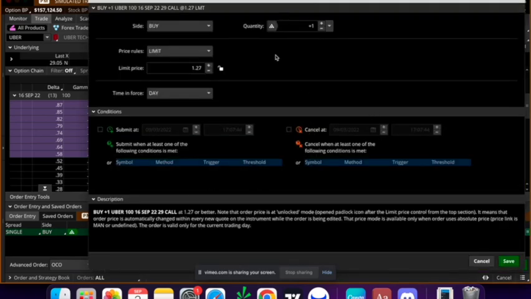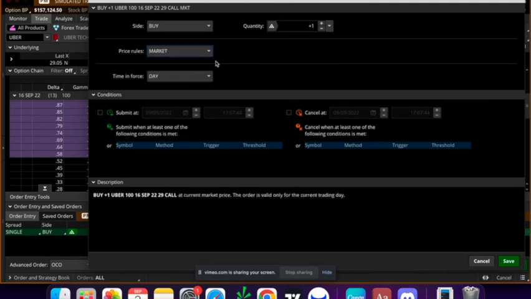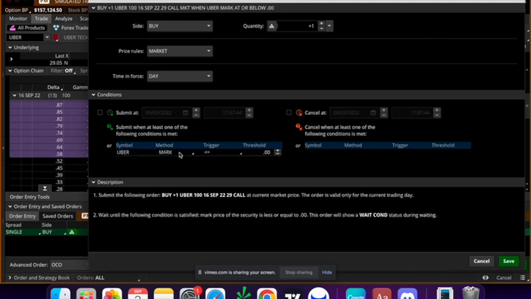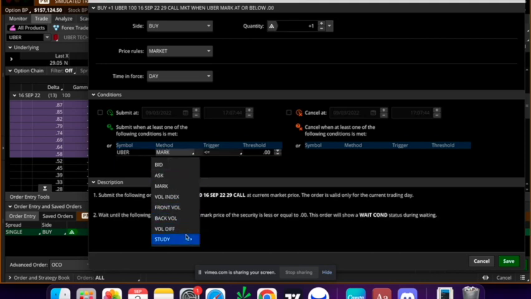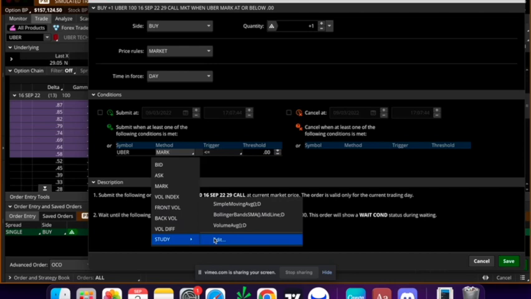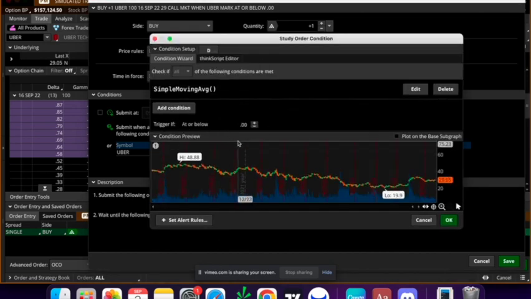You want to change the rules to market, because if you put it as a limit order, you may not get filled. We all know that price can move fast, or something can happen where, if you're not watching it and can't adjust it, you might completely miss the trade. So it's best to put it as a market order. Then you come down here to the conditions and click there. It'll put the symbol in, and you click on this method, go to study, then edit, and this will come up.